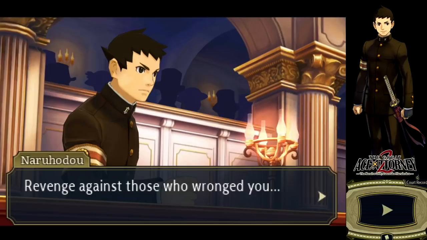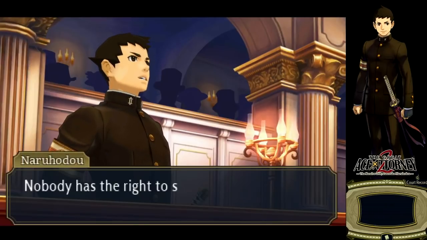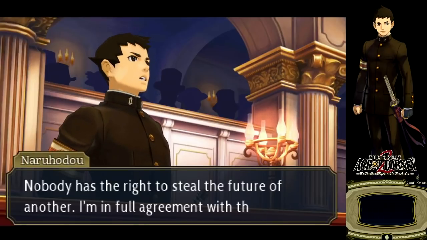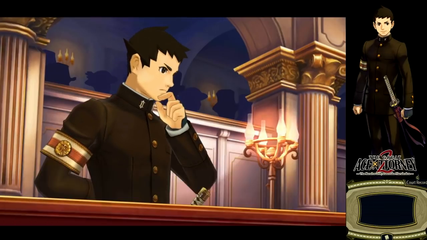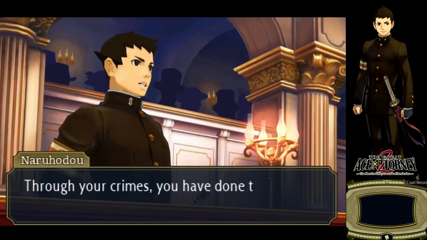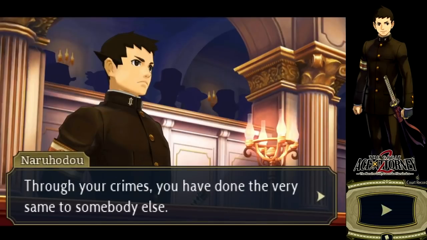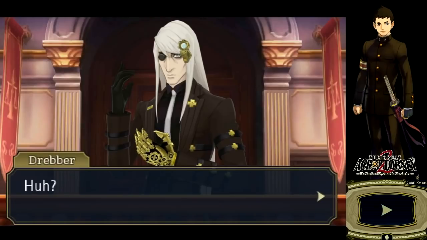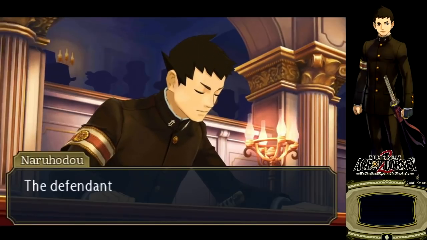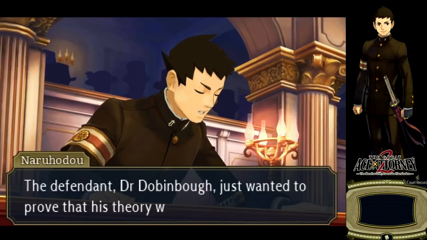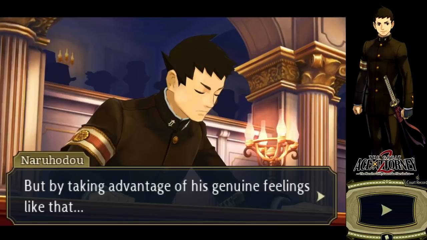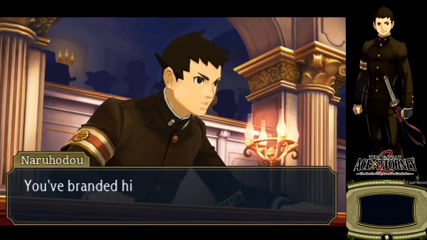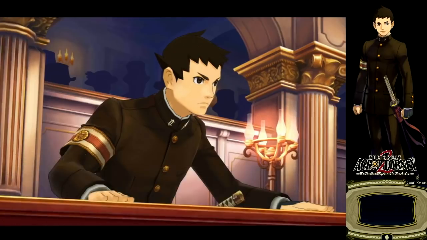Revenge against those who wronged you. Nobody has the right to steal the future of another. I'm in full agreement with that. But for your crimes, you have done the very same to somebody else. The defendant, Dr. Dobinbo, just wanted to prove that his theory was true. But by taking advantage of his genuine feelings like that, you've branded him as a fraud and a cheat.